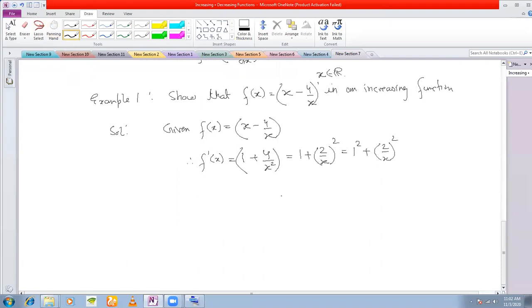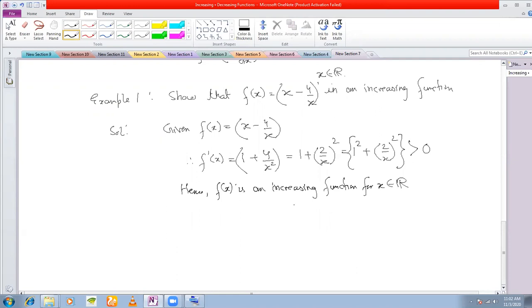So this is the sum of squares, right? Can a sum of squares ever be negative? No, sir. It cannot be negative. That means this expression is always positive. Hence we say f(x) is an increasing function for x belongs to R.